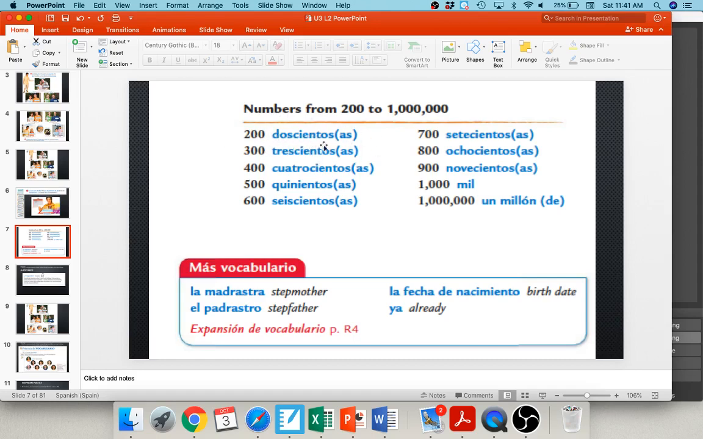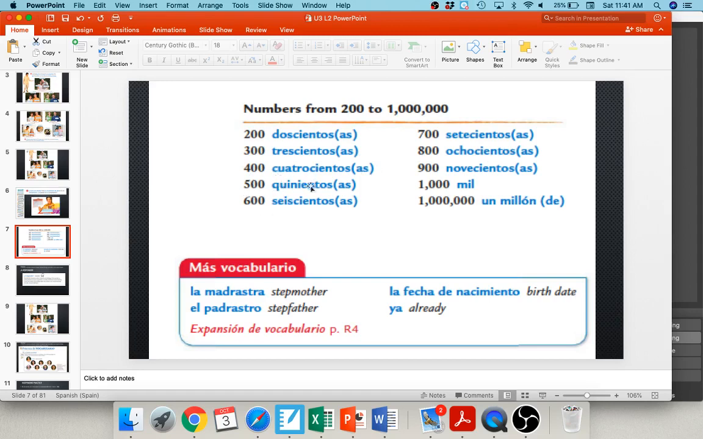So 200, doscientos. 300, trescientos. 400, cuatrocientos. 600, seiscientos. 800, ochocientos. So those aren't too weird, right? You're just taking cien, making it cientos, and putting the number 2, 3, 6, 8, etc. in front. So 200, 300, 400, 600, 800. Not terrible there. Some of these are a little weird.